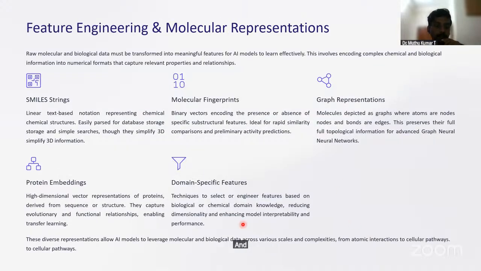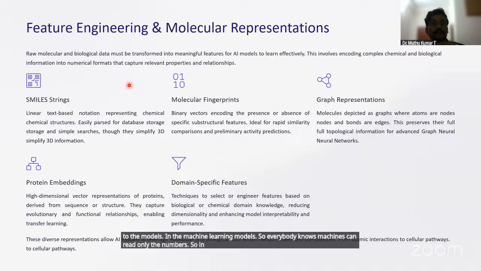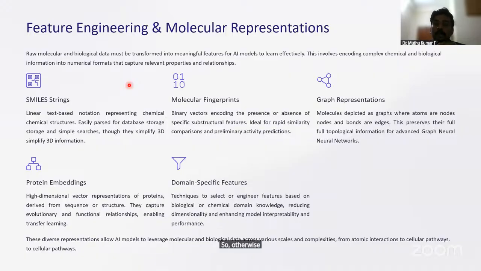And come to the model development. So how are the chemicals represented to the machine learning models? Everybody knows machines can read only numbers. In recent days, we have natural language processing and graph neural networks. Otherwise, machines will read only the numbers.